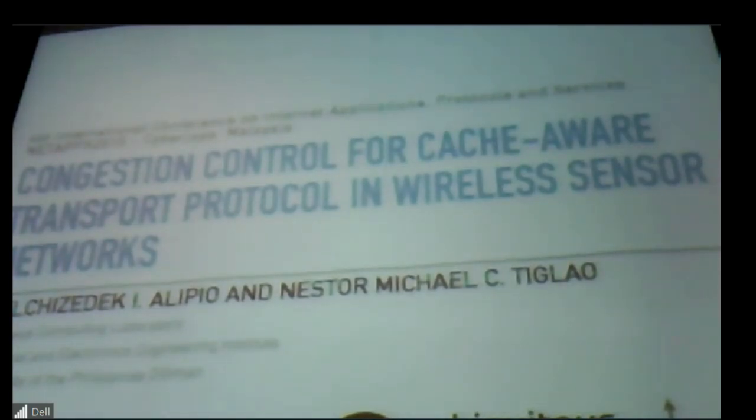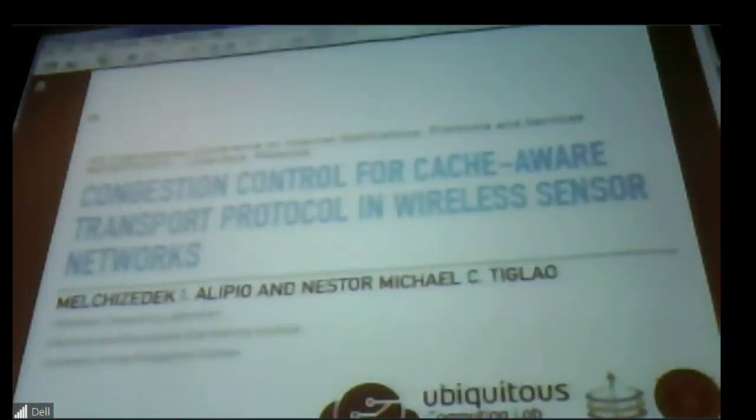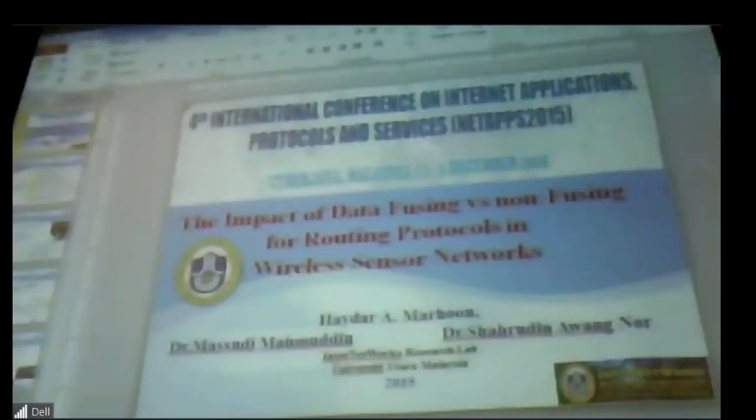Thank you for the questions. We move on to the second presentation. The presenter is Haidar Abdul Amir Marhoun. He has a degree from the University of Technology in Baghdad, a Master of ICT from University of Tehran, Malaysia, and now he's a PhD student doing routing protocols in wireless sensor networks. The paper is the impact of data fusing versus non-data fusing in chain-based routing protocol in wireless sensor networks.